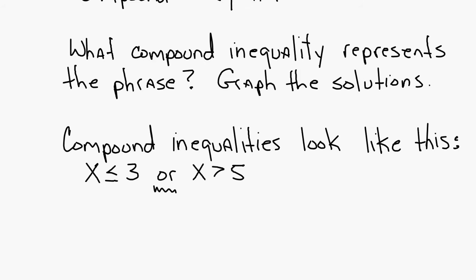The second type of compound inequality you'll see is something like negative 3 is less than x, and x is less than or equal to 5. This second compound inequality is when the variable is in the middle, or it's in between two inequalities. All right? And this is considered an AND inequality. Because you read this, negative 3 is less than x, and x is less than or equal to 5.